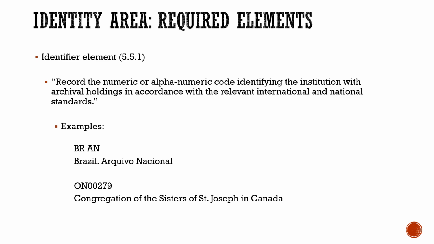The first obligatory element is identifier, which is found in the identity area. The rule in ISDIAH is record the numeric or alphanumeric code identifying the institution with archival holdings in accordance with the relevant international and national standards, and there is an example shown.